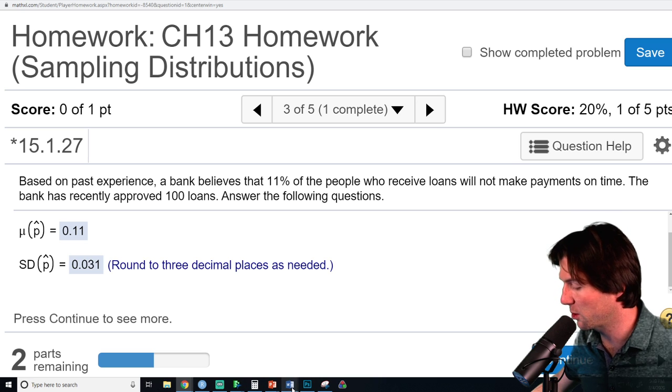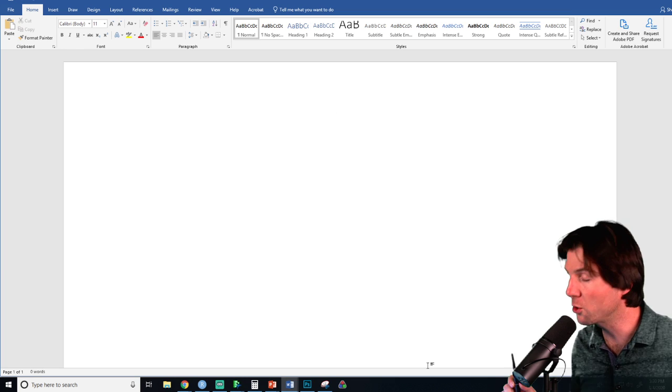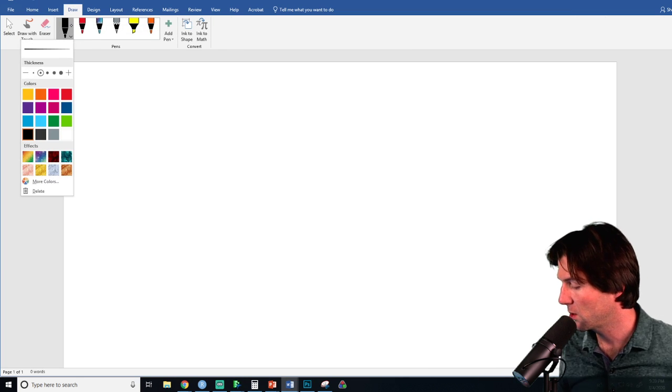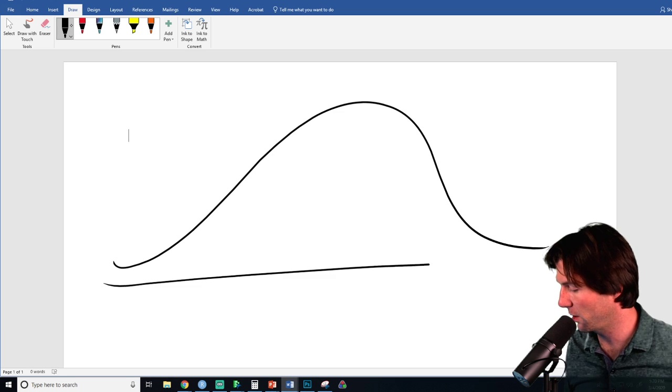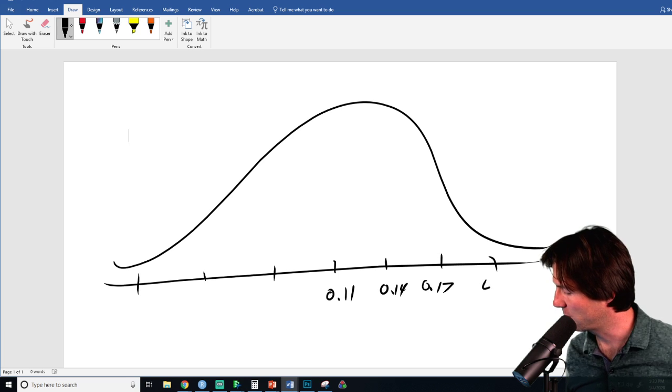Now here's what I would do if I was doing this for test practice. I'd go over here and I would draw the sampling distribution. This is how to do test practice with these questions. So if I'm the bank and I'm giving out 100 loans, I would expect 11% of the people to default. Now the standard deviation we just found is basically 3%. So here's 14%, here's 17%, here's 21%.